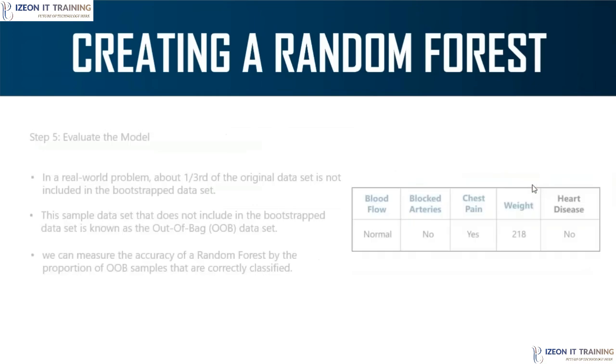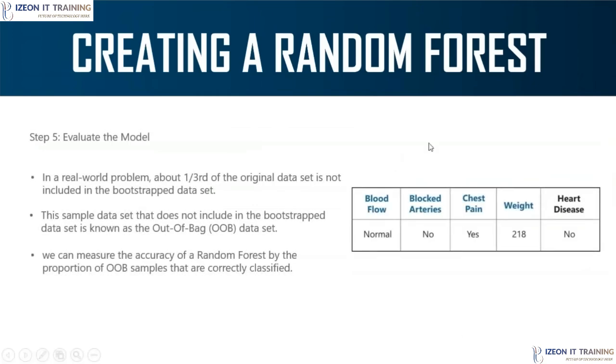Now, in order to evaluate the efficiency of the model, you'll use the out of bag sample data set, right? Now, the out of bag sample is basically the sample that was not included in your bootstrap data set. But this sample is coming from your original data set, guys. This is not something that you randomly create. All right. This data set was there in your original data set, but it was just not included in your bootstrap data set, right? So you'll use your out of bag sample in order to calculate the accuracy of your random forest, right? So the proportion of out of bag samples that are correctly classified will give you the accuracy of your model.